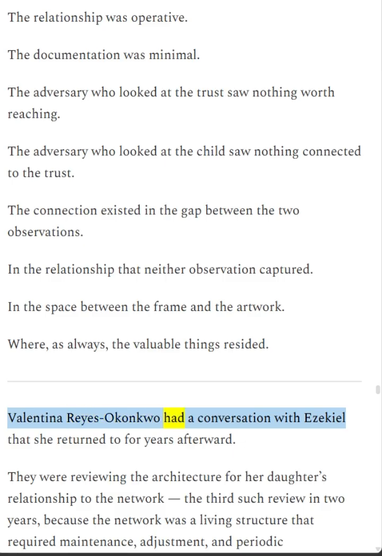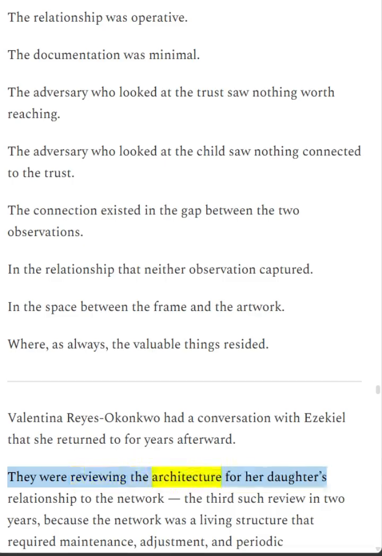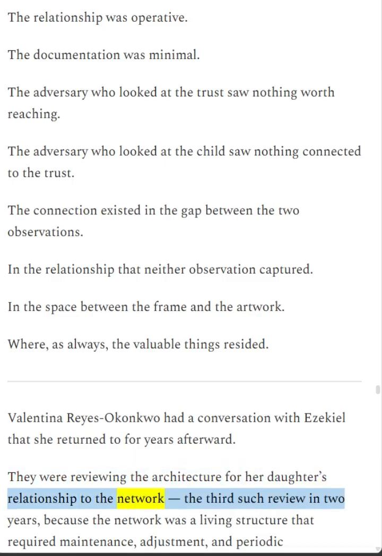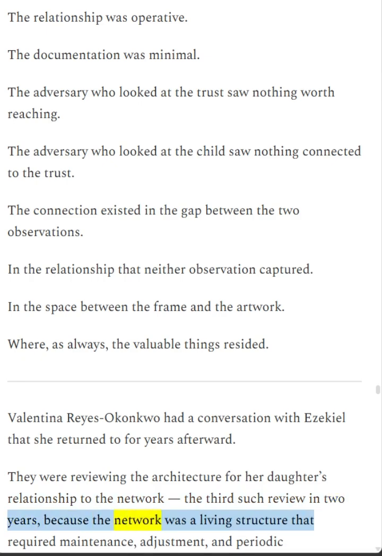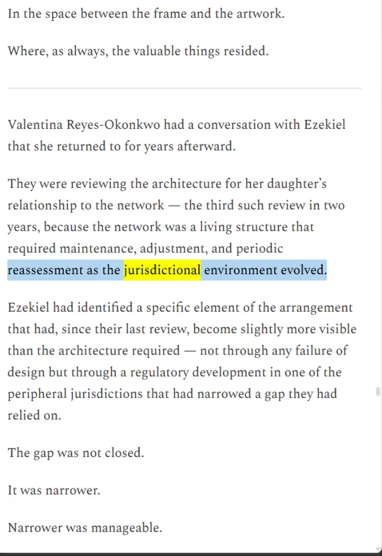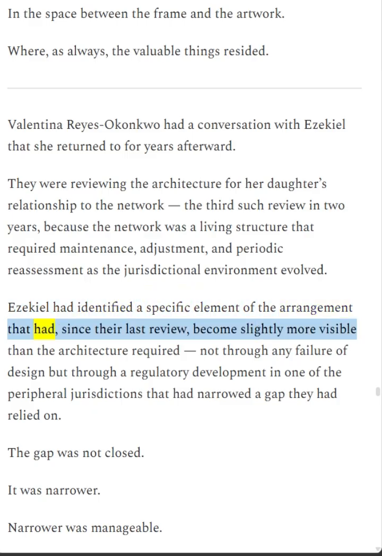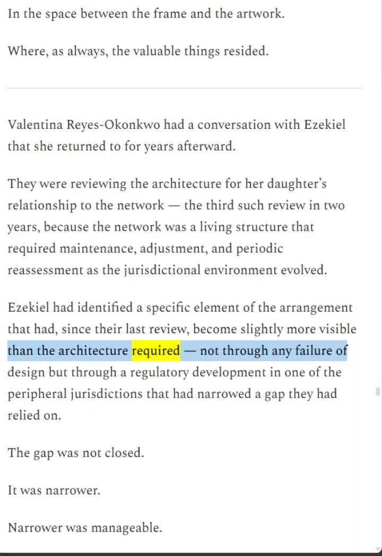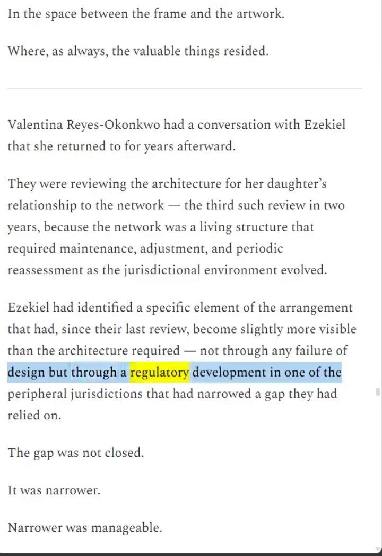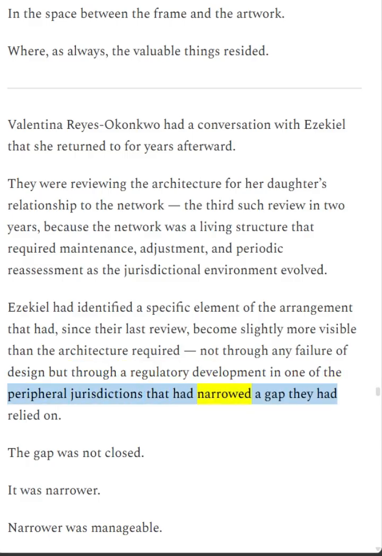Valentina Rez Okonkwo had a conversation with Ezekiel that she returned to for years afterward. They were reviewing the architecture for her daughter's relationship to the network, the third such review in 2 years, because the network was a living structure that required maintenance, adjustment, and periodic reassessment as the jurisdictional environment evolved. Ezekiel had identified a specific element of the arrangement that had, since their last review, become slightly more visible than the architecture required. Not through any failure of design but through a regulatory development in one of the peripheral jurisdictions that had narrowed a gap they had relied on. The gap was not closed. It was narrower. Narrower was manageable.